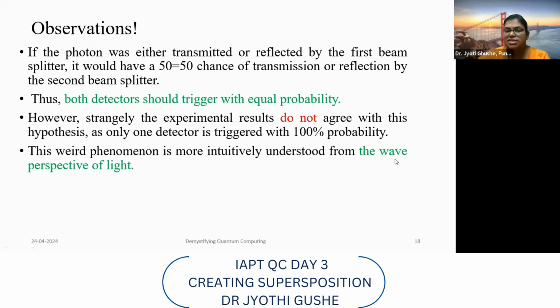Now, when you add the second beam splitter, the situation changes and every time you get the photon in detector 1. There is no case when it was detected in detector 2. So we want to find the answer to this question. Okay, let me give you some time to guess the answer. What can be happening? What must be happening over here?